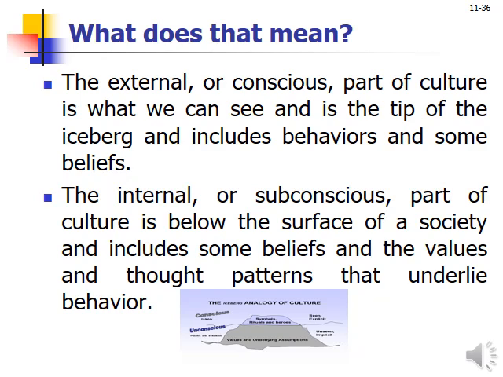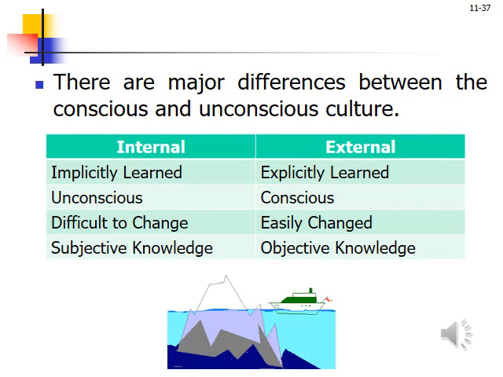What does that mean? The external or conscious part of culture is what we can see and is the tip of the iceberg and includes behaviors and some beliefs. The internal or subconscious part of culture is below the surface of a society and includes some beliefs and the values and thought patterns that underlie behavior. There are major differences between the conscious and unconscious culture. Internal: implicitly learned, unconscious, difficult to change, subjective knowledge. External: explicitly learned, conscious, easily changed, objective knowledge.